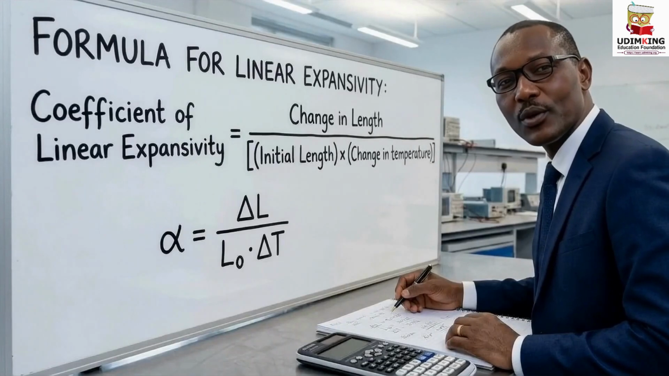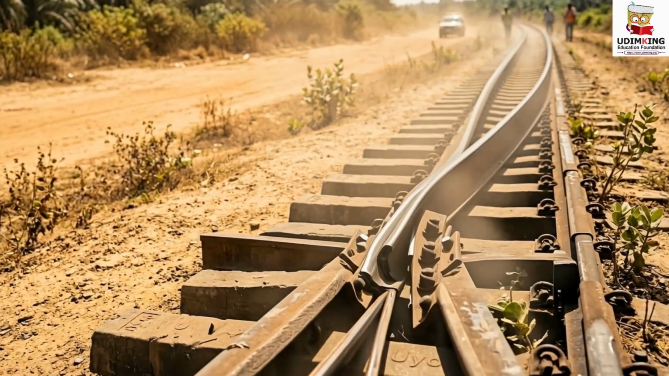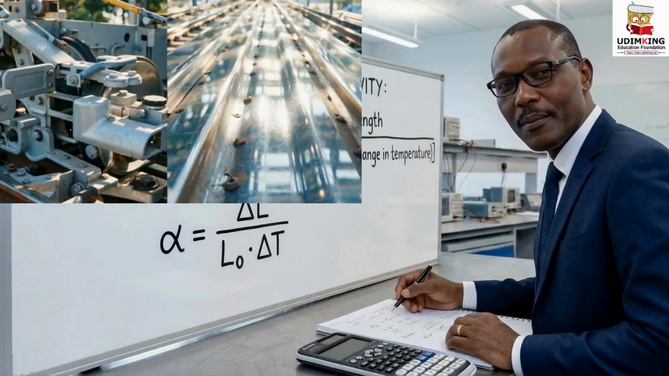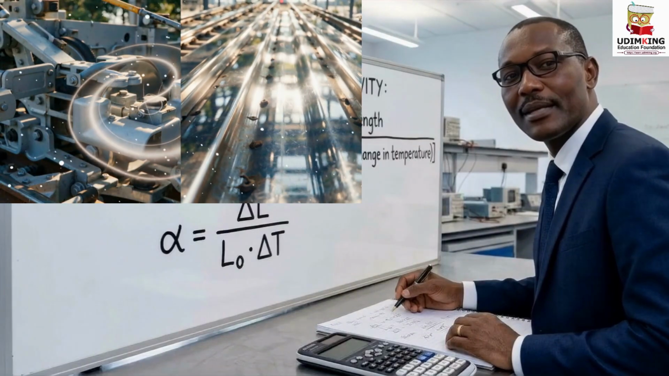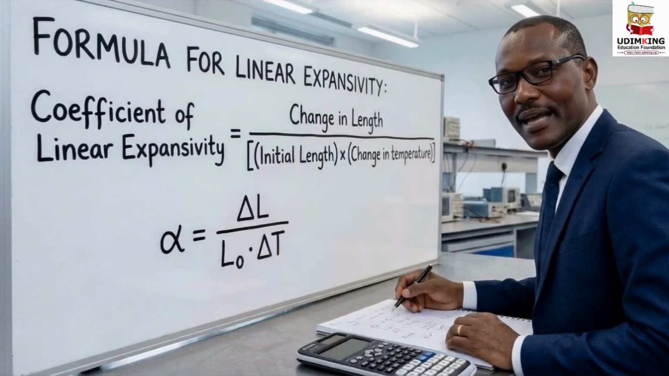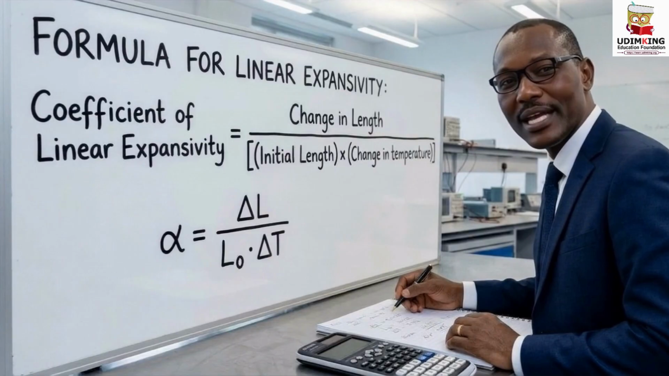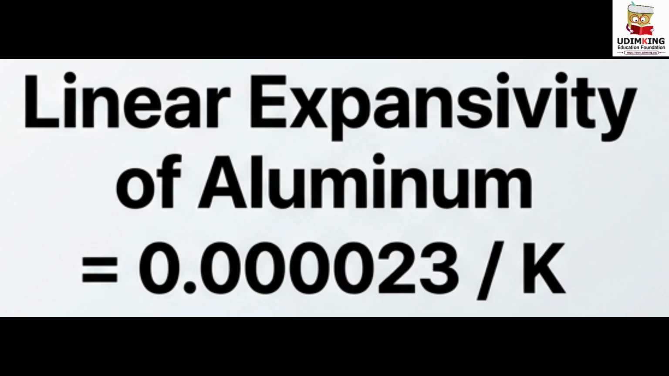Have you ever wondered why long aluminum structures have tiny gaps between them? Or why metal roofs pop and creak on a hot afternoon? It's because of a single powerful number, a secret code that tells engineers exactly how much a material will grow when it gets hot. Let's look at a real example.